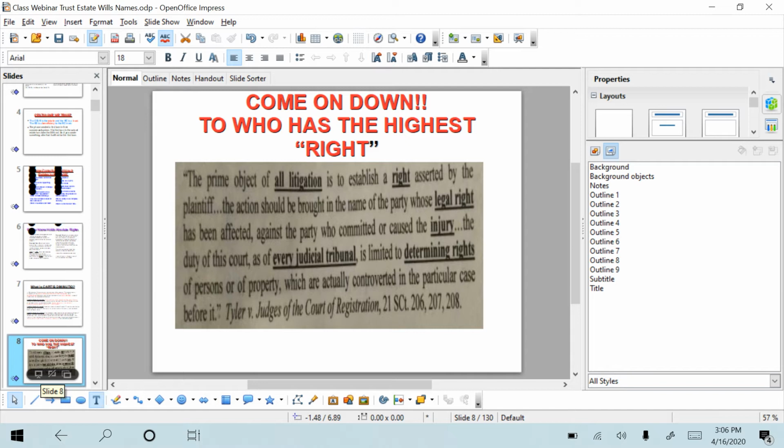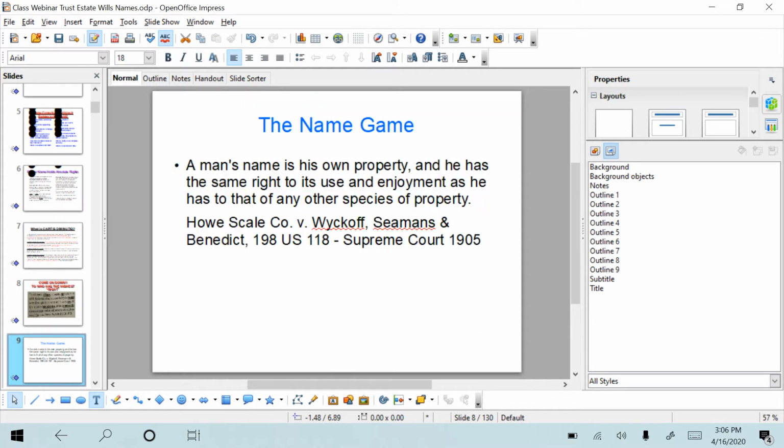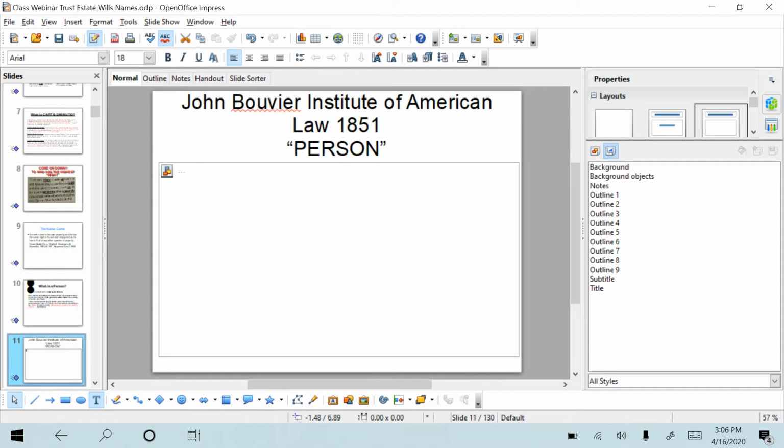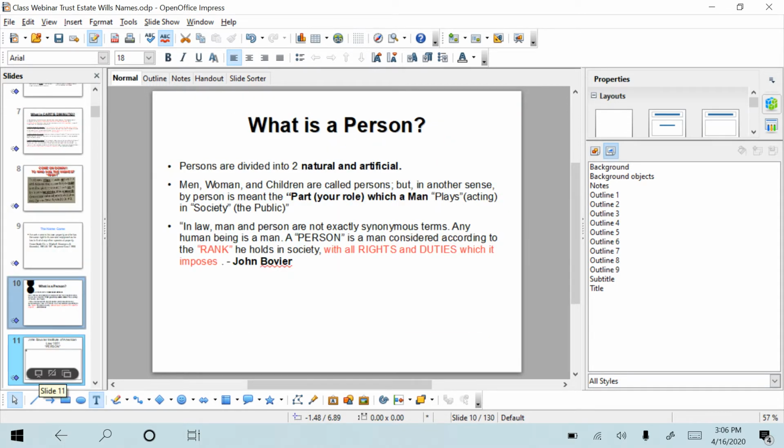We're not determining the rights of the man. Now, person can be interchanged at times with meaning man and woman. It says persons are divided into two, natural and artificial. Men and women and children are called persons. But in another sense, by person is meant the part, which is your role, which a man, you, or woman, plays, which you're acting in society, which is the public.